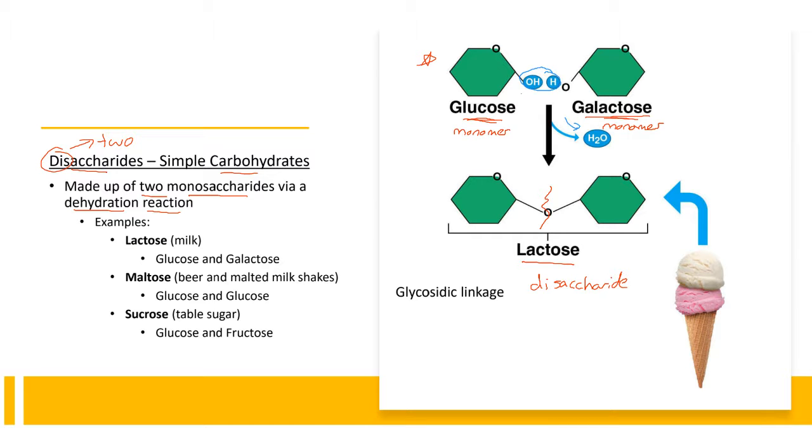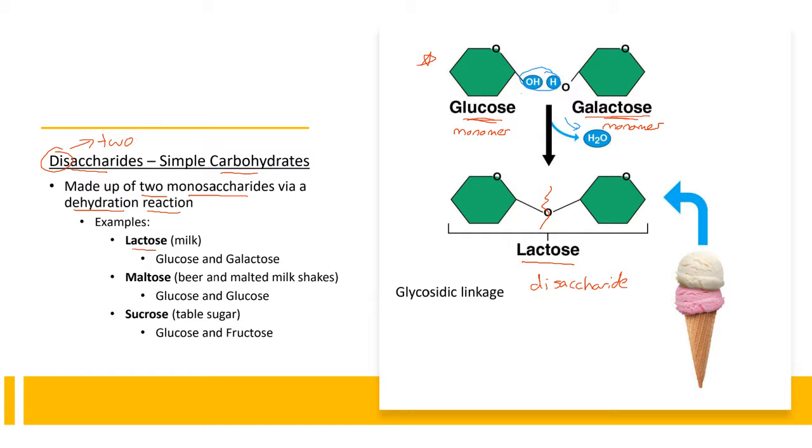But some people are lactose intolerant. That means they don't have that enzyme, lactase, so they're not able to break apart lactose. That's the reason why many people can't drink milk or anything dairy, because they don't have the enzyme lactase that is able to break down lactose into its two monosaccharides. So again, disaccharide means two sugars together, two monomers together, two monosaccharides together.